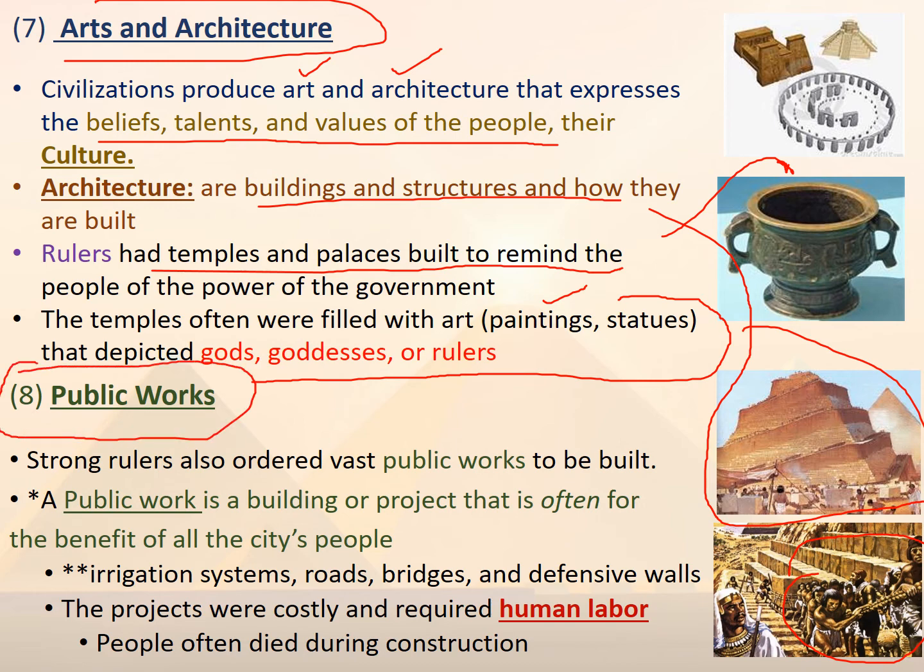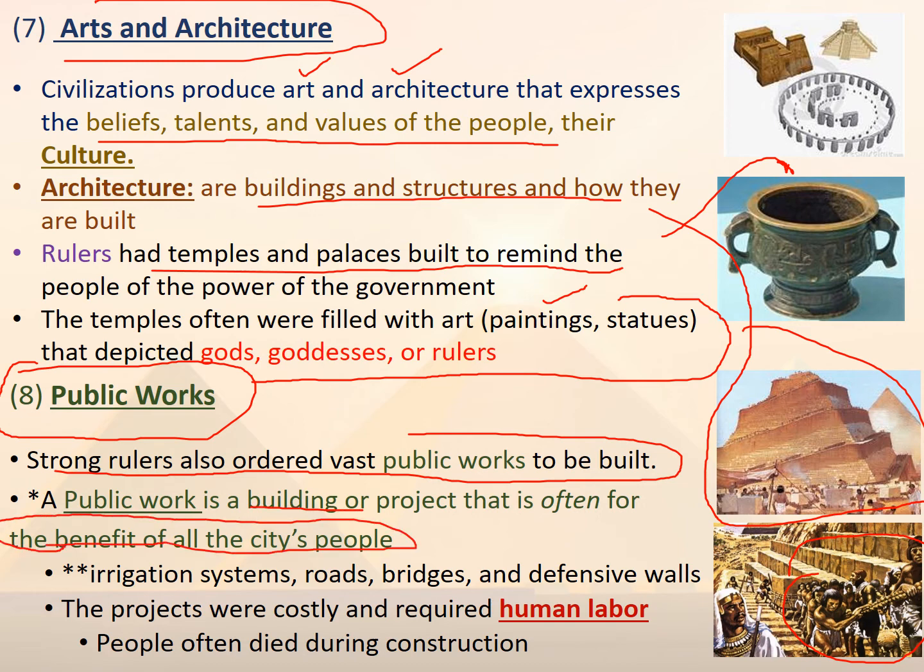Civilizations have public works. Strong rulers, effective rulers would order these to be built. And they're a building project that is built for the benefit of all of a city's people. Now, technically, the pyramids are a public work, but they don't really benefit anyone. So they're not the greatest example of a public work, though they are in fact a public work. Better examples are irrigation systems. Irrigation systems are generally a series of wells and canals that you cut connecting to whatever river your civilization is found near.